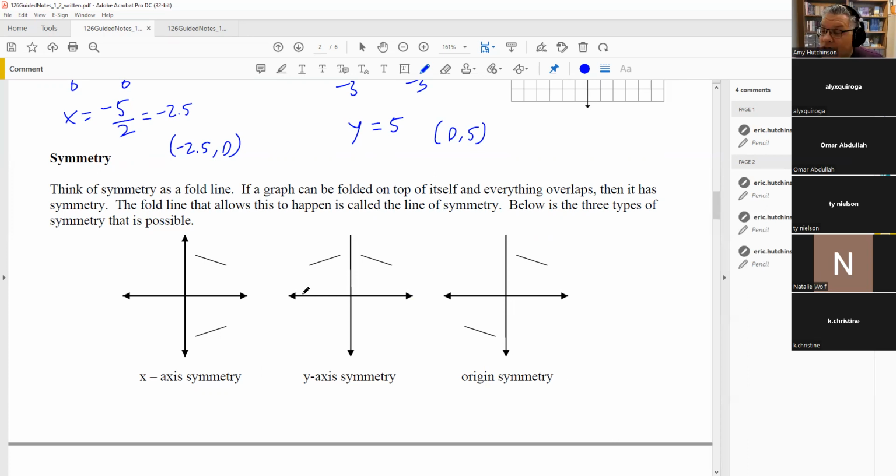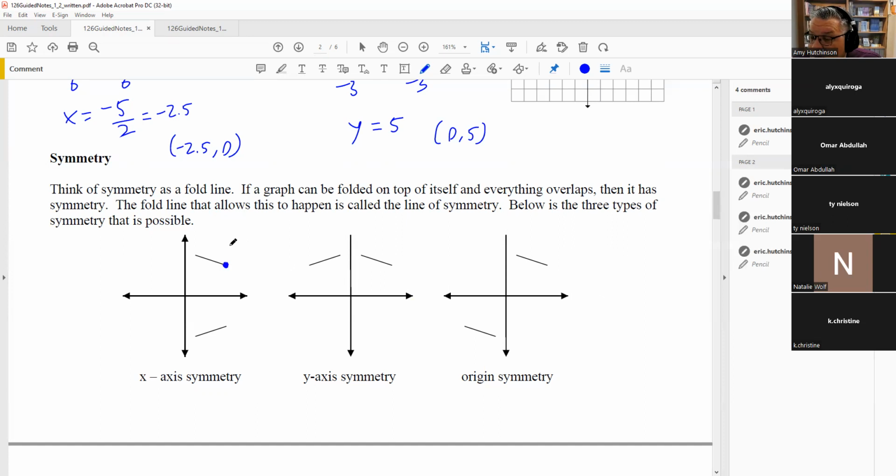Now, one thing that we're going to talk about here is, if we have a graph, obviously we can look at the graph and tell if it has symmetry. But we're going to be working with some problems where it's just the equation only. So we need to figure out a way to determine what kind of symmetry it has without going through all the graphing process. We're going to do that right here. We're going to talk about each of these separately.